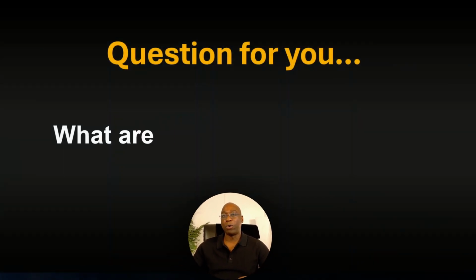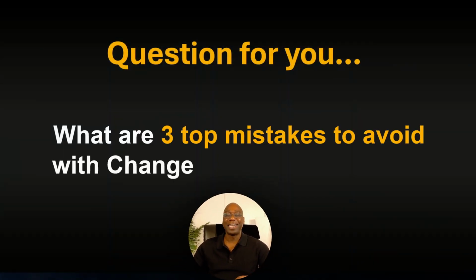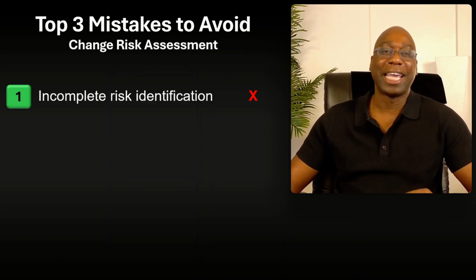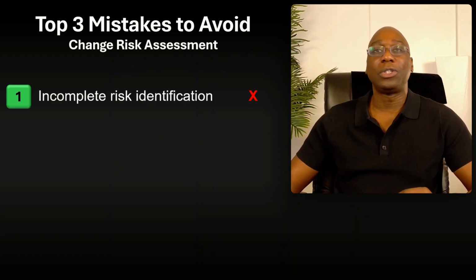So here is a question for you. What are three top mistakes to avoid with change risk assessment? Don't worry, you don't really have to answer that. Let me tell you. Mistake number one: focusing only on technical risk while you are ignoring people related risk. So basically, this is incomplete risk identification. The solution is to include stakeholders from all levels to capture hidden concerns.